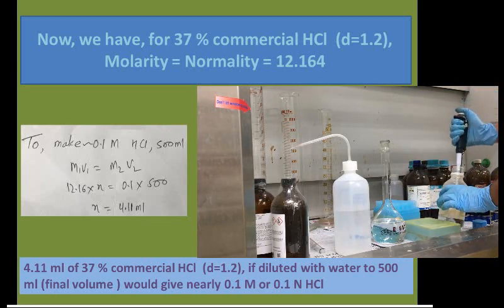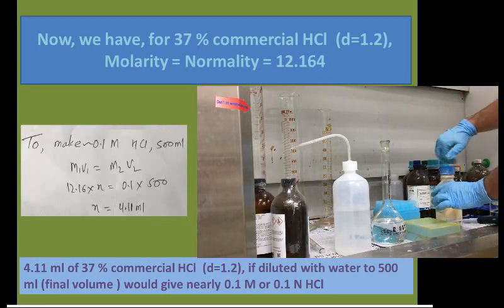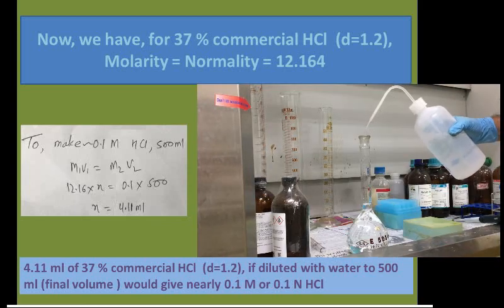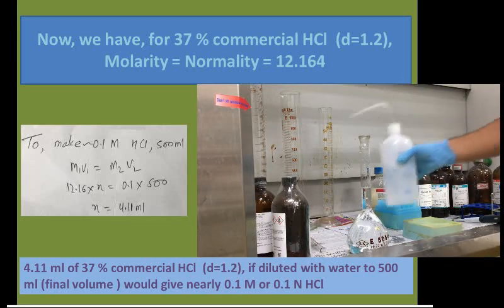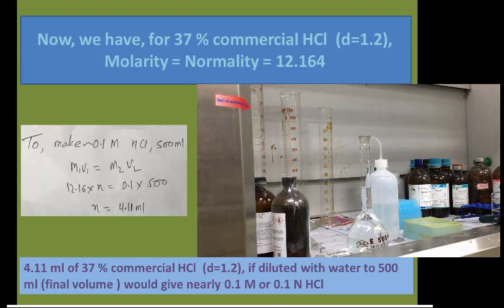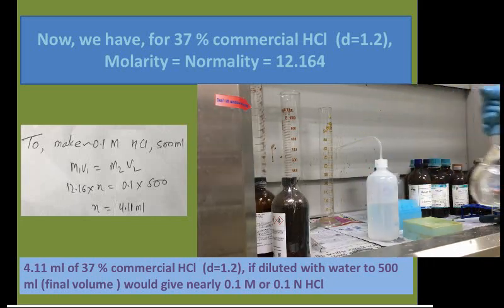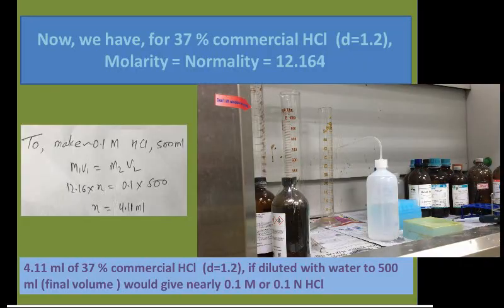So we will fill more than half of the volumetric flask with water and we will add the concentrated hydrochloric acid, because we need to add concentrated acid to the water to prevent excessive heating. Then we will make up the final volume up to 500 ml with additional water. Now we have prepared hydrochloric acid of nearly 0.1 molar concentration.